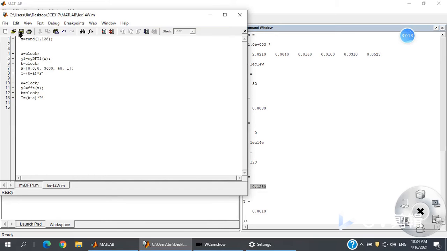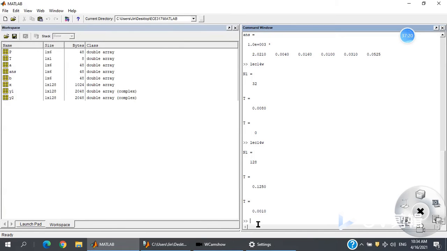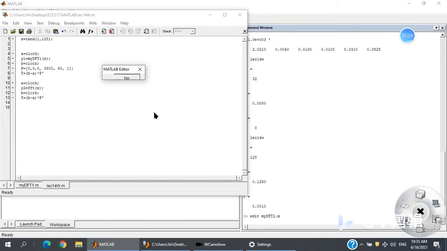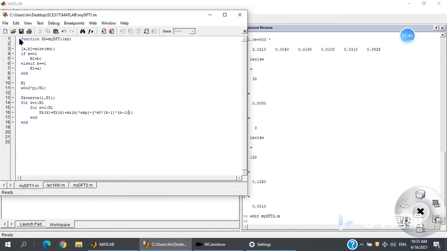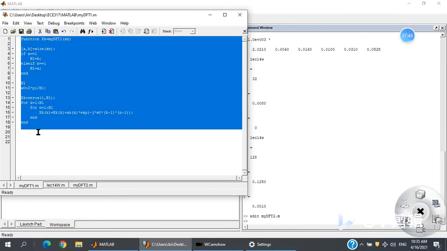Okay, I added a new one, my DFT2. What is it? Okay, DFT2. Things will be similar to these. Actually, I can copy this and make some changes. Copy.